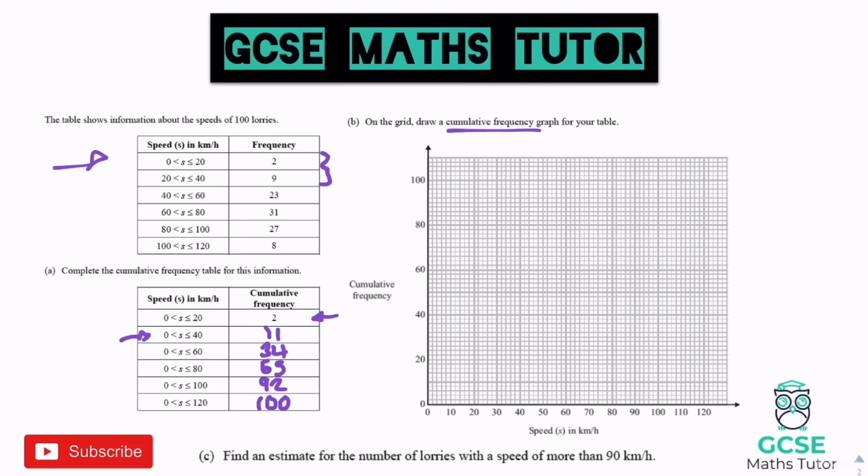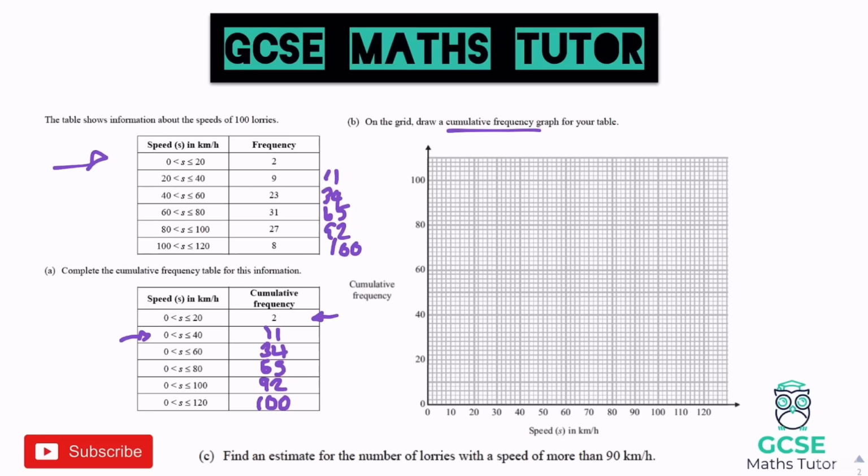Now if it doesn't give you a little table to the side, you just have to do it over to the side of your table here, so 11, 34, 65, 92 and 100, and just draw it in there instead. But sometimes it might give you the table. From there, it's quite nice and simple. We just have to actually draw it.